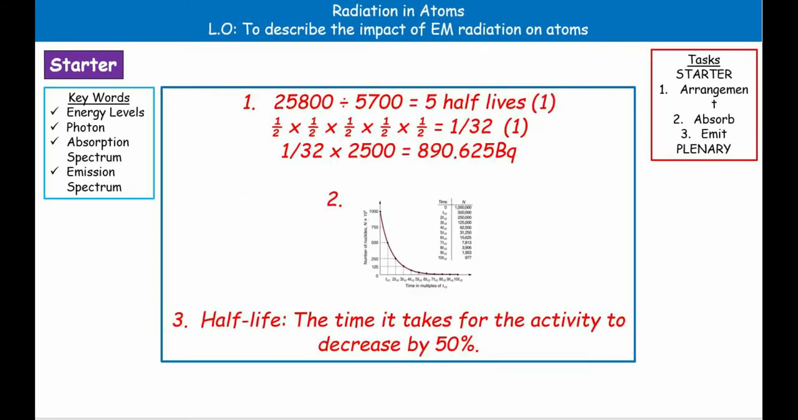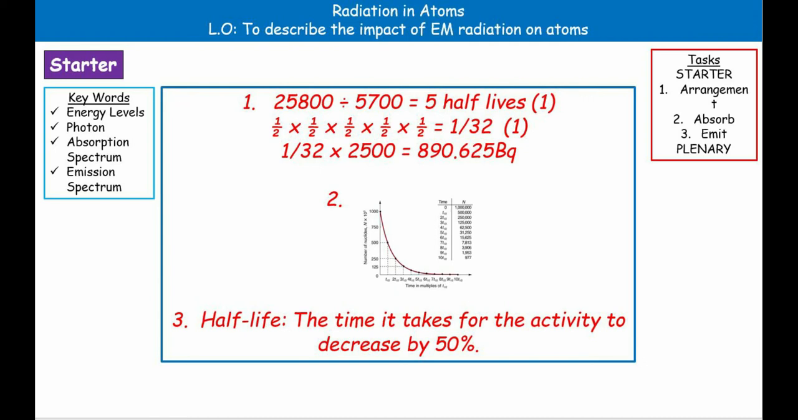Let's mark those starter questions then. For our first one, we need to work out how many half-lives there are first of all. If you did 25,800 divided by 5,700 and got the answer of 5, that's worth 1 mark. If we then worked out the fraction of our activity, so a half times a half times a half times a half times a half, and we got 1 over 32, then that's worth a mark.